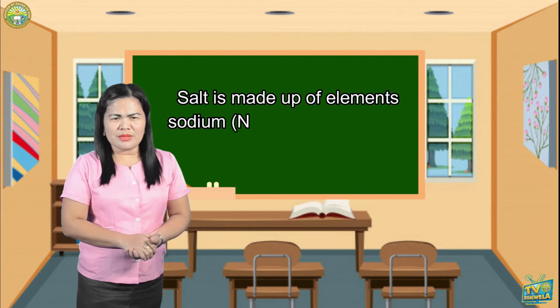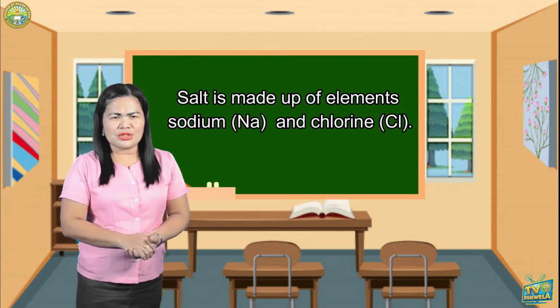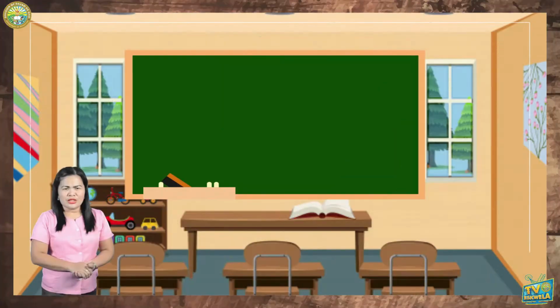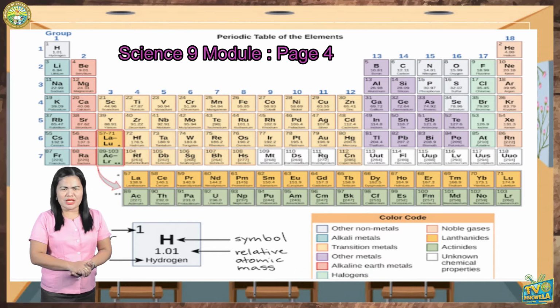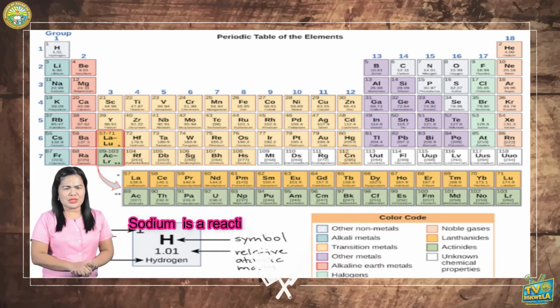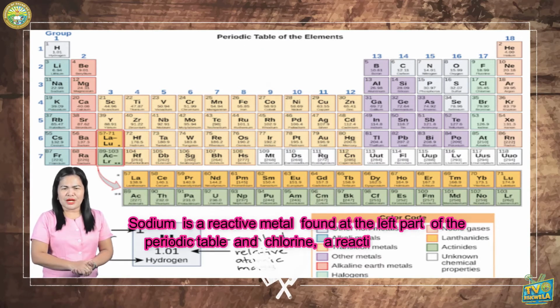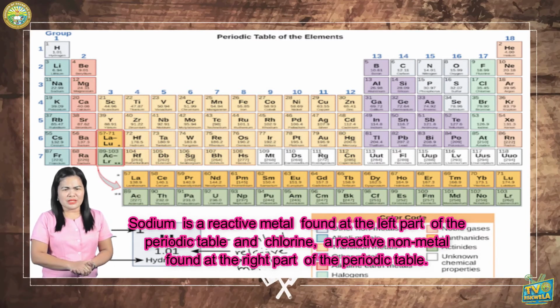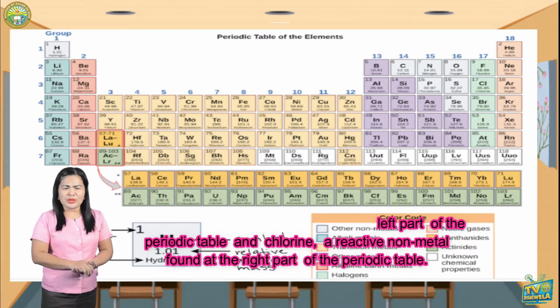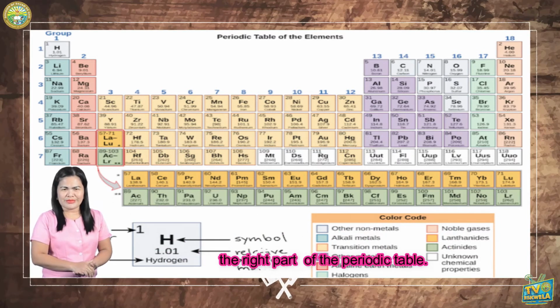Salt is made up of elements sodium and chlorine. Look at your periodic table if you have one, or open your Science 9 module on page 4. Sodium is a reactive metal found at the left part of the periodic table, and chlorine, a reactive non-metal found at the right part of the periodic table.